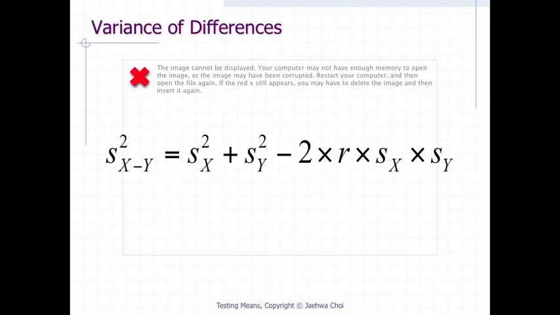The variance of the difference between the scores in two conditions, x and y, is the variance of the first condition x plus the variance of the second condition y minus twice the product of the correlation, the standard deviation of x, and the standard deviation of y. Therefore, the higher the correlation, the lower the variance of the difference scores.